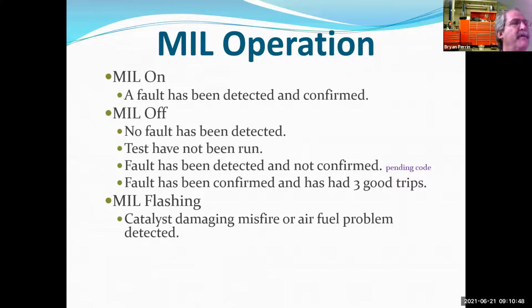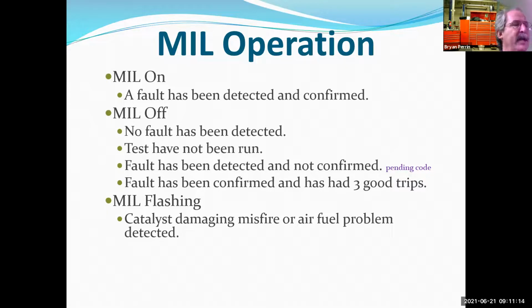If the mill is off, then no fault has been detected, or the test is not run, or a fault has been detected but not confirmed, so it's a pending code in mode 7, or the fault has been confirmed and has had 3 good trips, so the mill is back off. So the check engine light being off doesn't mean there's no problem. I don't know that till I interrogate the system.